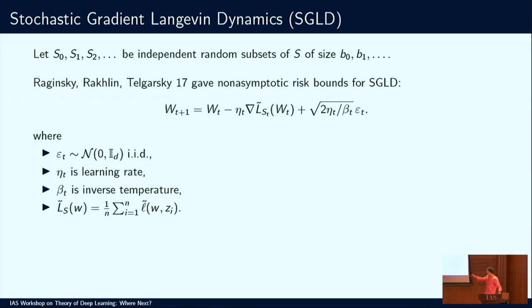So this looks like stochastic gradient descent, and then you add on this term here. This is just a scaling constant to make things work out correctly, and the epsilons are standard Gaussian noise, standard normal noise. When you have this update, we call that stochastic gradient Langevin dynamics. This here is some kind of surrogate loss, so think cross entropy, and it's acting not necessarily on the entire data set, but on a stream of independent random subsets. So these are your mini-batches.